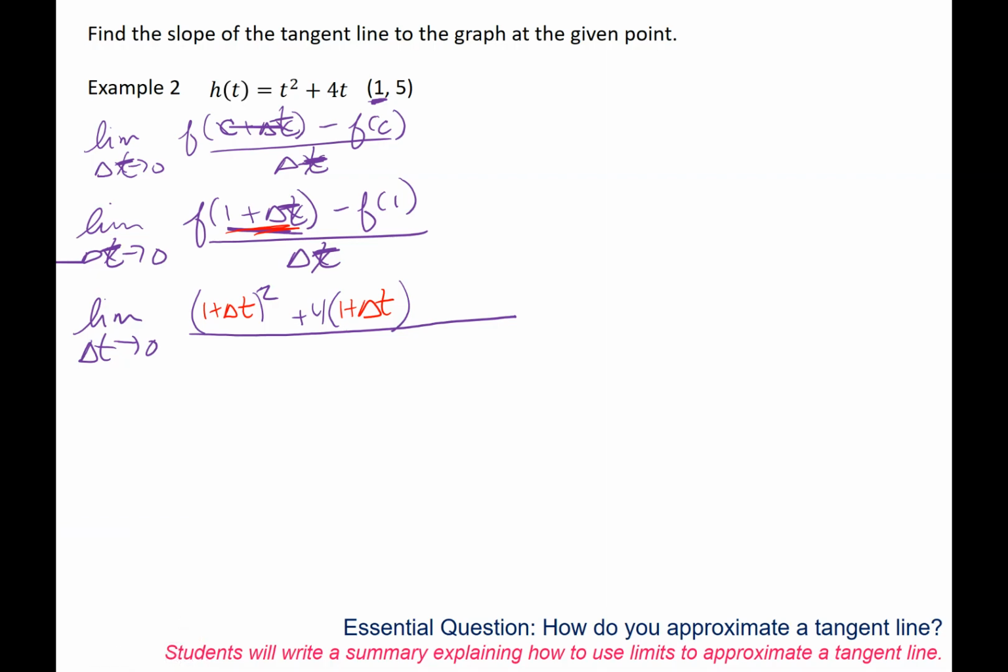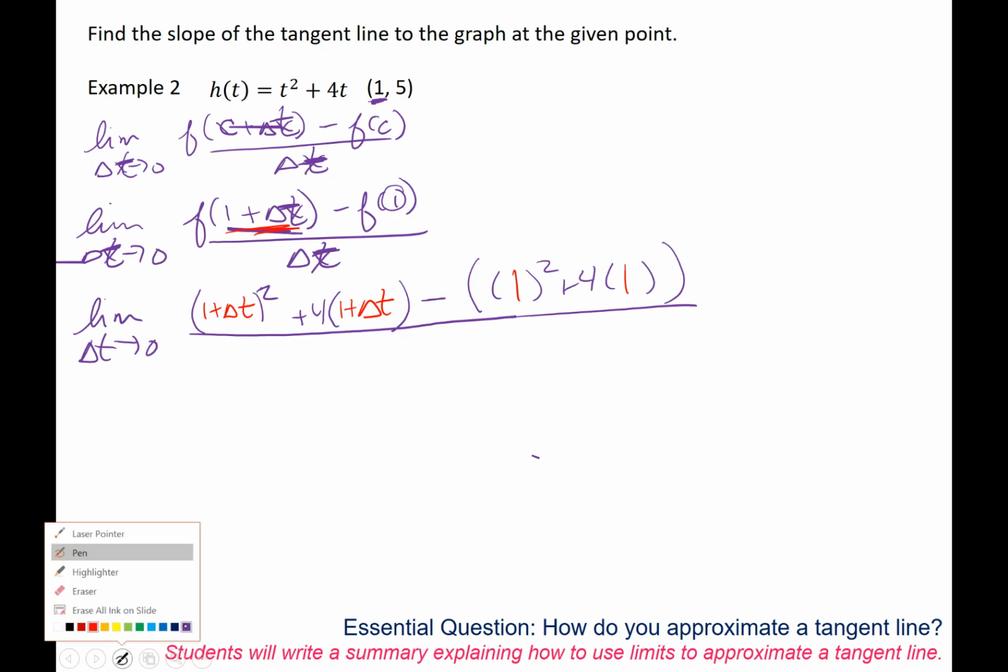The back part says, what are we plugging into it? 1. So I've got 1. I'm going to do a parenthesis so I make sure my sign comes out right. I've got t squared plus 4 times t, so I've got to plug 1s into those. I'm going to do it in a different color so you can see the plug-in. And the good news is the denominator is just a lousy delta t. The delta t is going to act like a variable, like any other variable, it just looks weird.